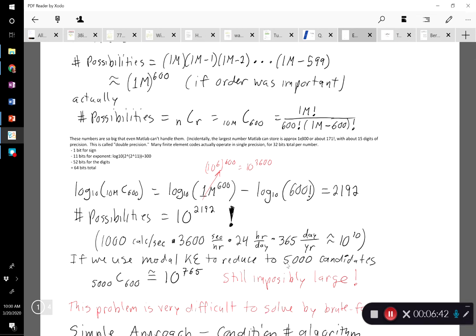Anyway, I got curious, so I tried to do this in MATLAB, and I found that it's impossible to take 1 million factorial in MATLAB. The number is too big. Incidentally, about the biggest number that MATLAB can store is 1e300, which is about 171 factorial.